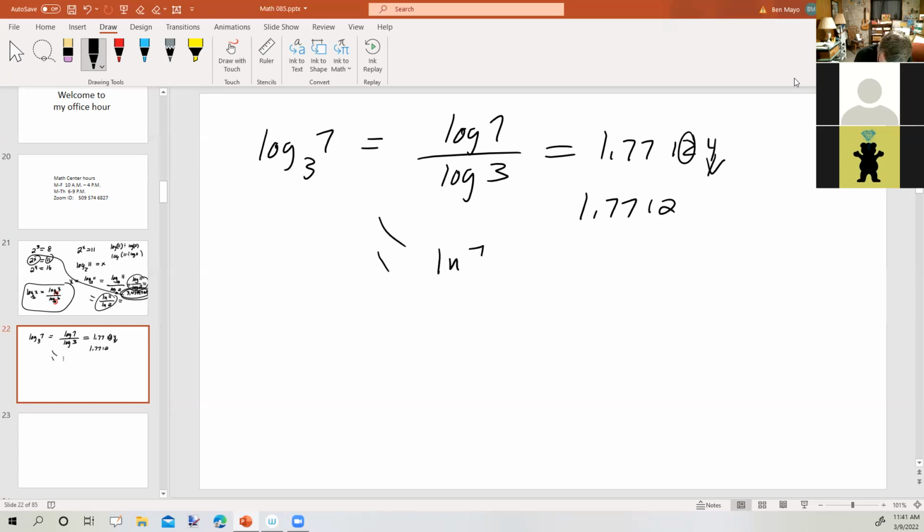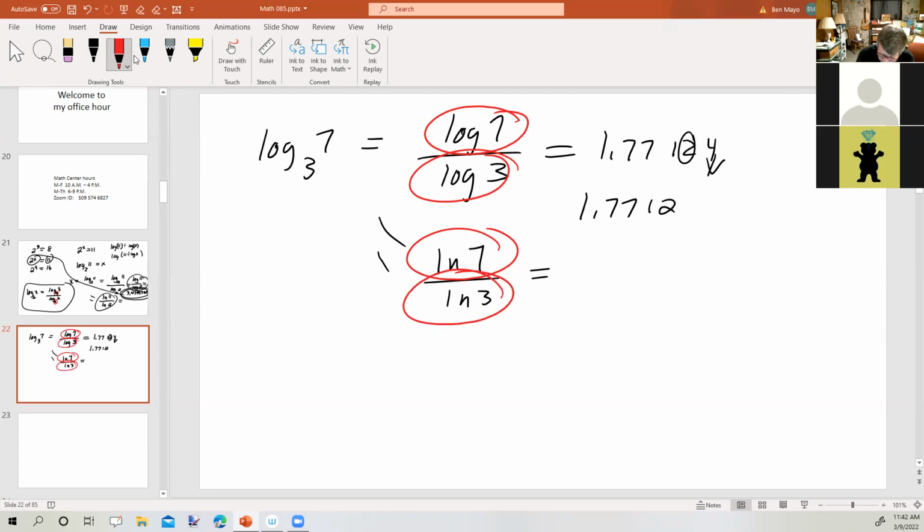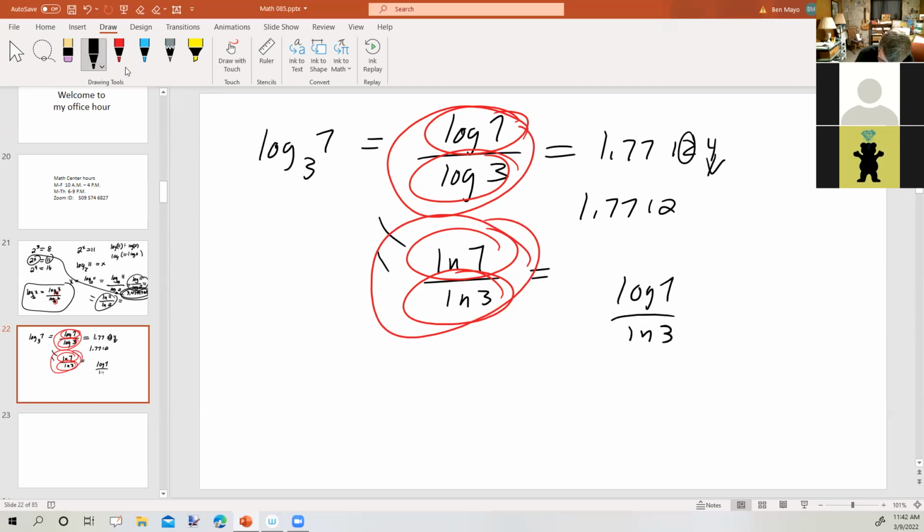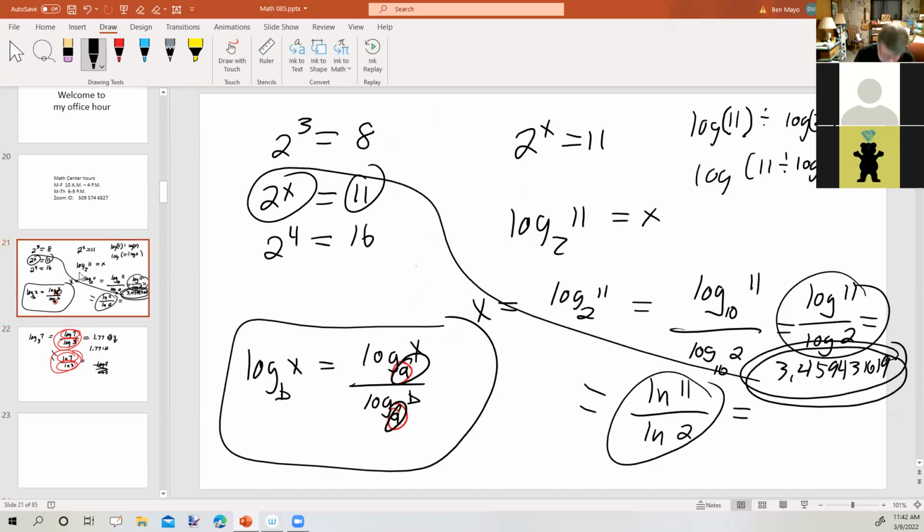Or I could do this and get the same answer. Natural log of 7, close it up, divided by natural log of 3. Okay, now understand this. Log of 7 is not equal to natural log of 7. Log of 3 is not equal to natural log of 3, but the ratio of these two is equal to the ratio of those two. And make sure you use the same base. Don't do this. Don't do log of 7 over natural log of 3. Okay, the bases have to be the same.